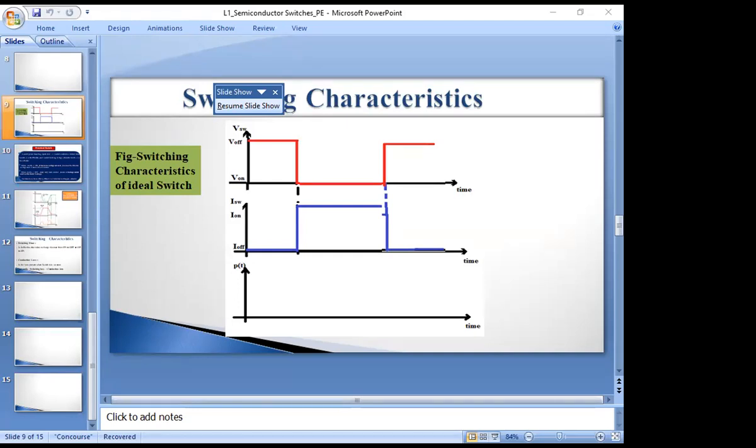We will give the introduction of power electronics. What is power electronics? Why are we studying power electronics? What are the advantages of power electronics? What are the drawbacks of power electronics? And then we will discuss the SCR. Is it clear?